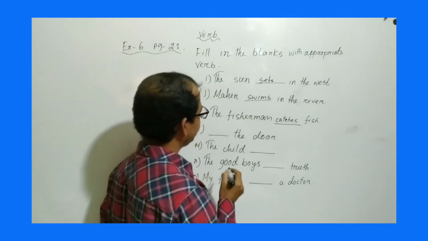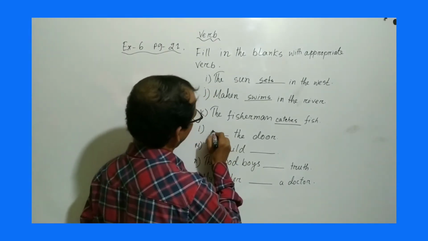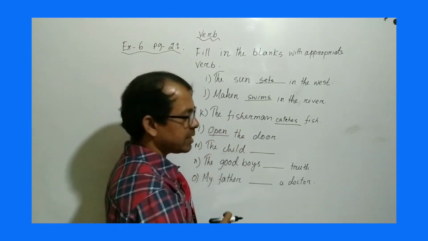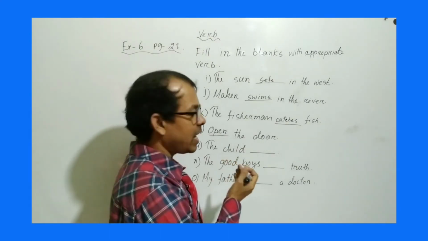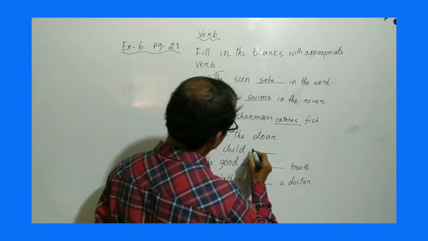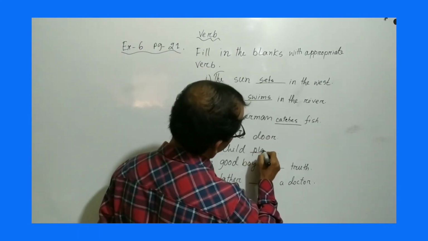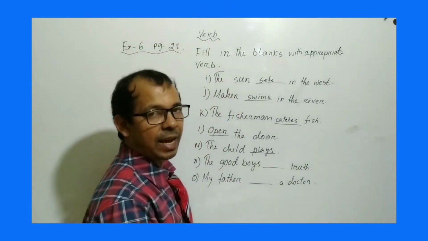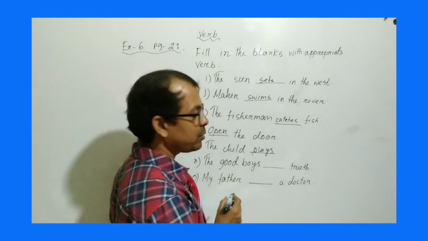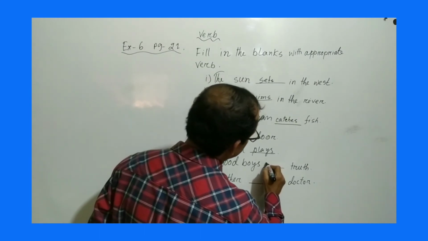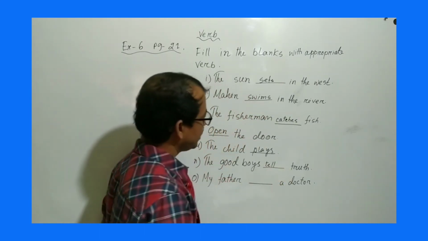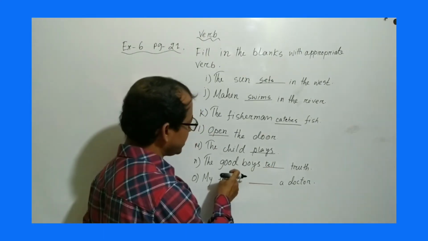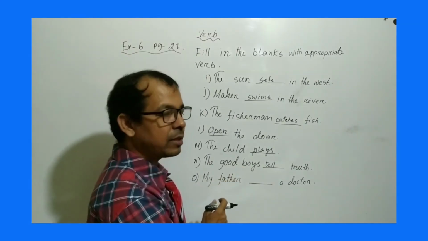Dash the door. Okay. What verb can you write here? Open, O-P-E-N. Open the door. The child dash. What does the child do? The child plays, P-L-A-Y-S. The good boys dash. What do the good boys do? Yes, the good boys tell the truth. T-E-L-L, tell the truth. My dear student, here s or es will not be used because the subject is third person plural number.